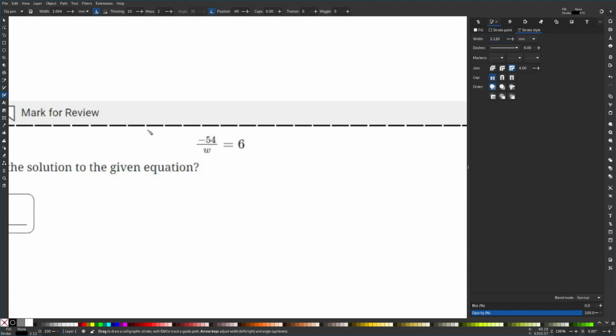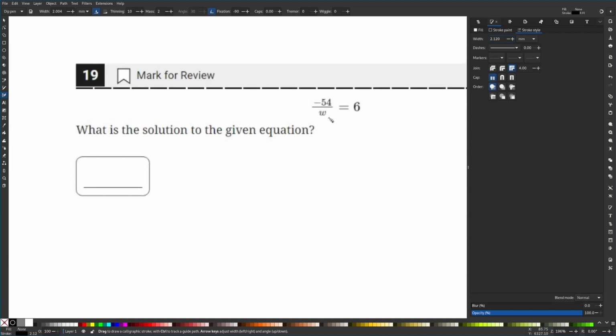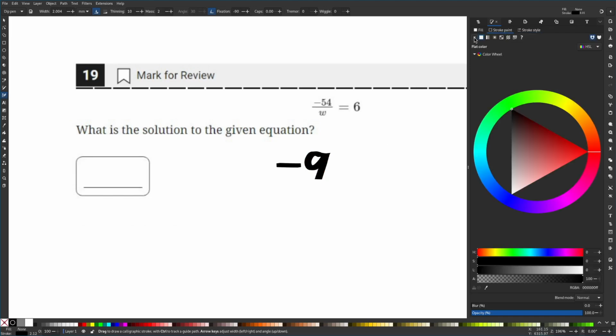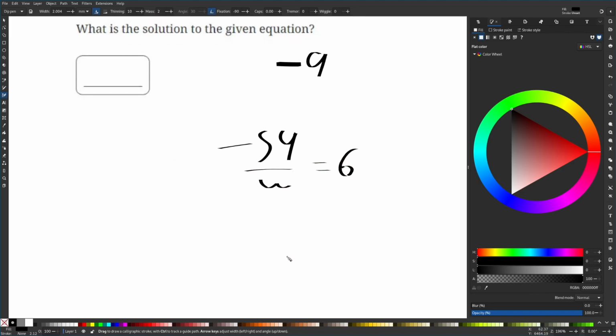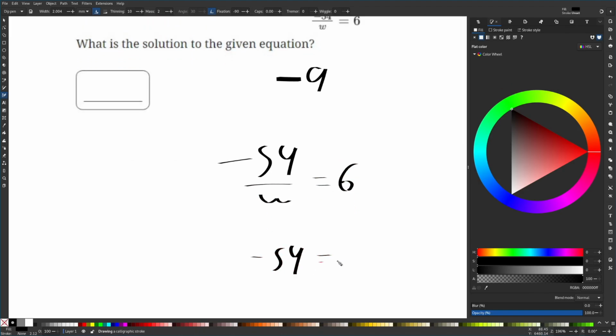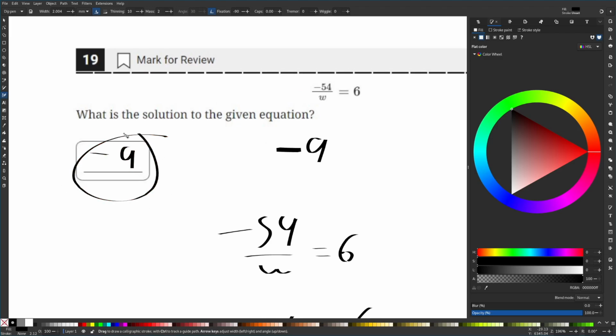Next one. What is the solution to the given equation? Okay. For what value of W, when you divide -54, do you get 6? If you can't see that it's -9, let's give it a second to work it out. -54 divided by W is equal to 6. When you have variables in the denominator, multiply both sides by that. So you get -54 equal to 6W. Divide both sides by 6, and you get -9. Final answer.